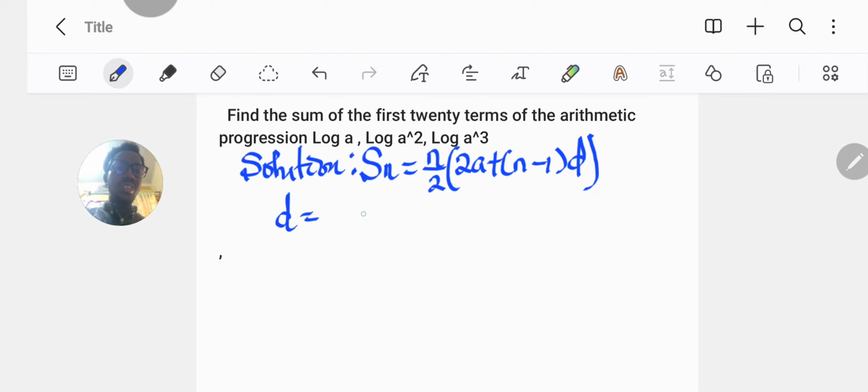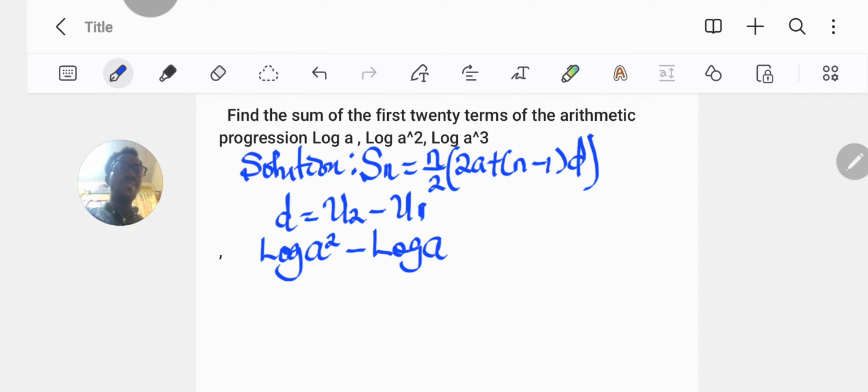Our common difference, which is d, is usually the second term minus the first term. Now, if we're going to do that, our second term from this question is log a raised to power 2 minus our first term, which is log a.